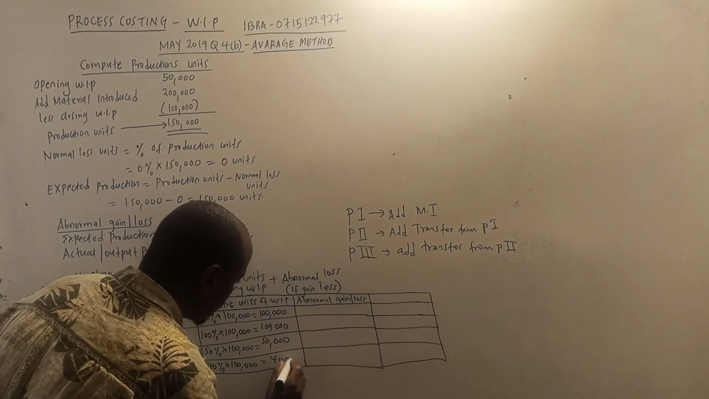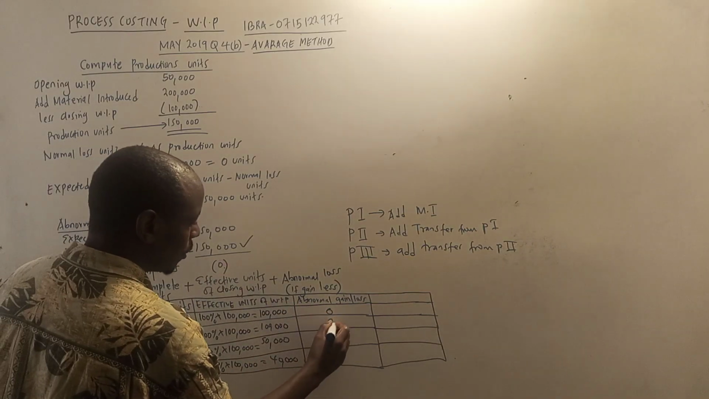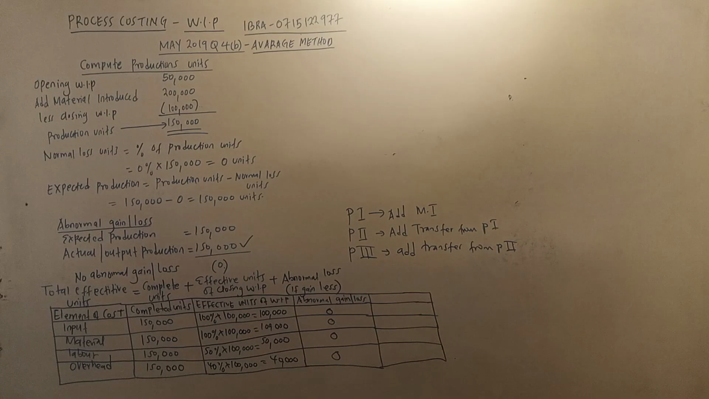Which is 40,000. Now for abnormal gain, it is 0 throughout. We were not provided with a percentage of completion. So for abnormal gain or loss, it is 0. Even if we have the percentage of completion, even if the first one is 100%, 100% times 0 is 0. Even if it is for material, maybe 90%, 90% times 0 is 0. So for abnormal gain, because the figure is already 0, everything will become 0.